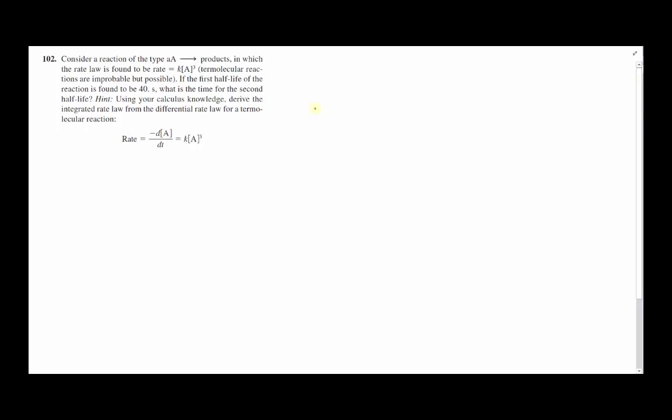In this problem, we have to find the second half-life, and the problem gave us the first half-life. And this is a termolecular reaction, and they gave us the rate. We don't have the formula from the textbook, but we can derive it using the first order differential equation.